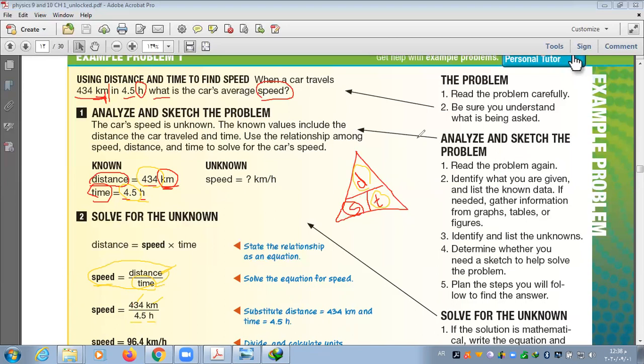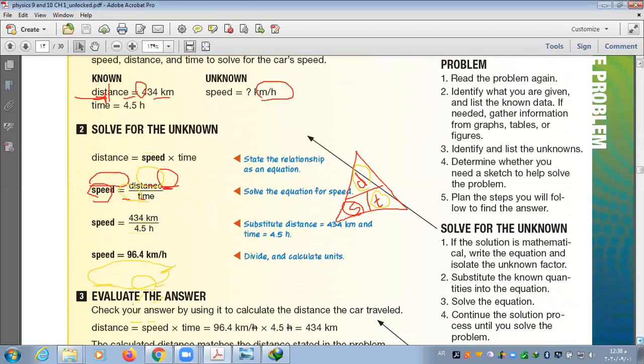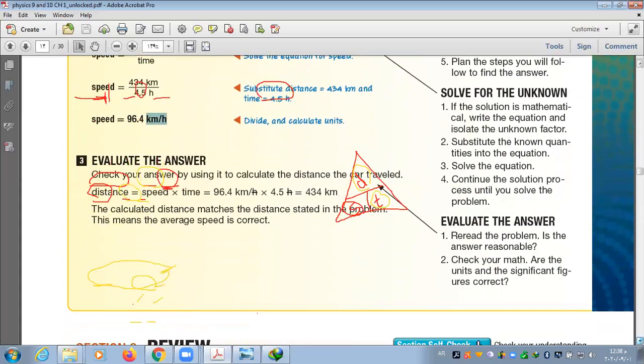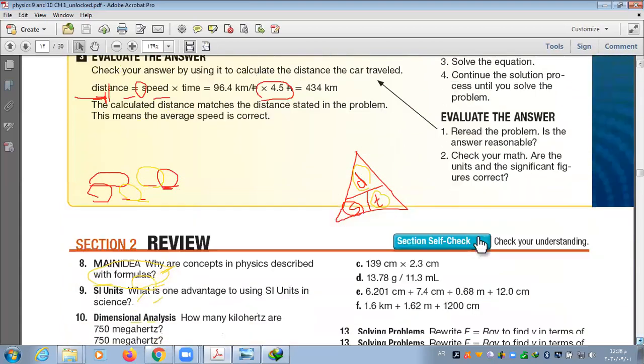So at last you can find the final result, which is speed equals 96.4, by using your calculator, or you can calculate it manually. And don't forget it's kilometer per hour. Excellent, excellent. Inshallah, in our course we'll have a lot of problems.